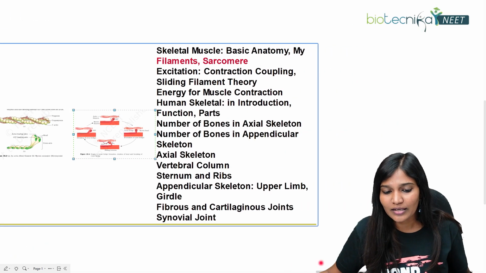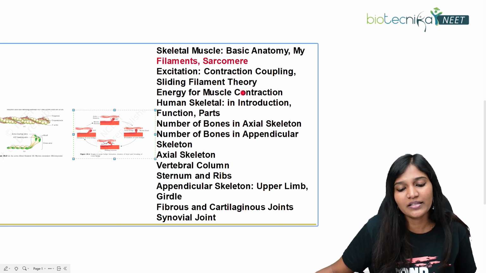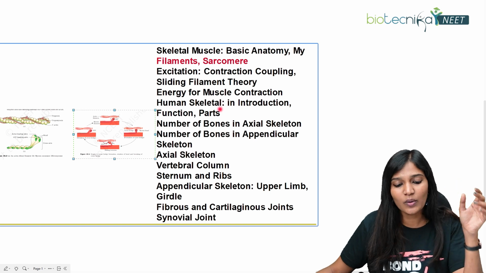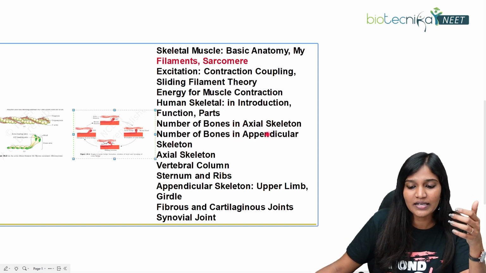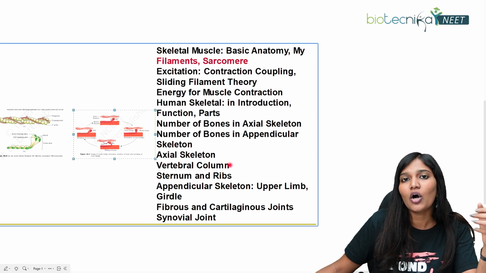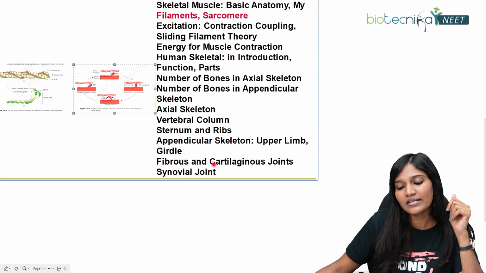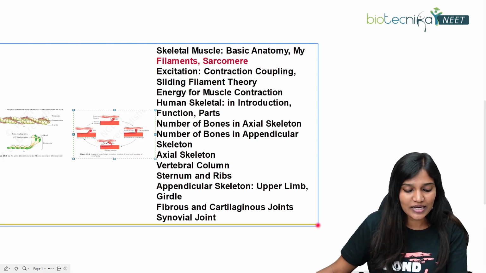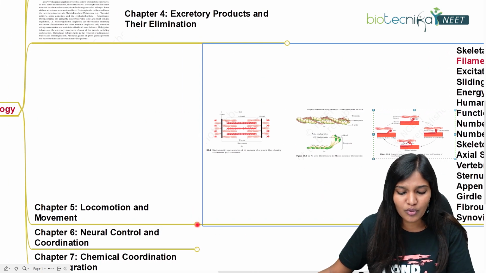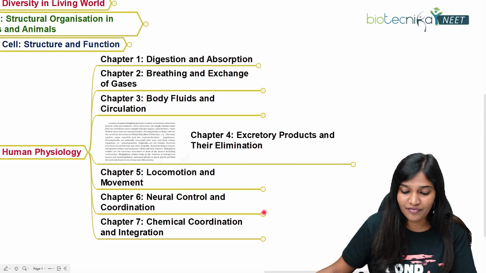Then you can go and study about the contractile coupling, sliding filament theory, and the skeletal system. You have to study what bones are present, axial skeleton, appendicular skeleton, everything. Vertebral column, sternum, ribs, how many are present, everything. And finally, you have to study about the joints also, which is actually given in our book. It's enough to look into your book. Most importantly, the contraction of skeletal muscle is very important.